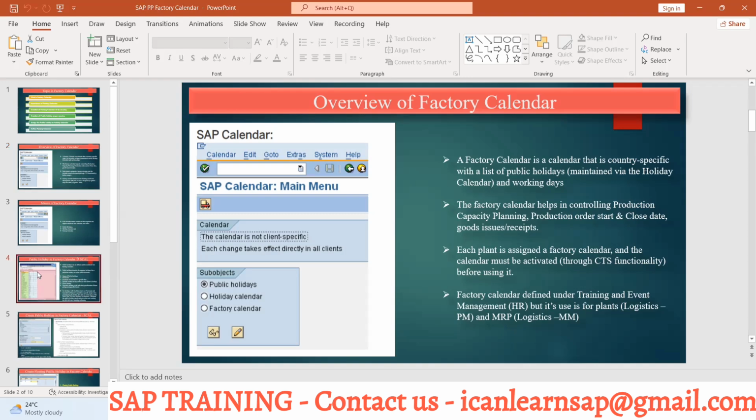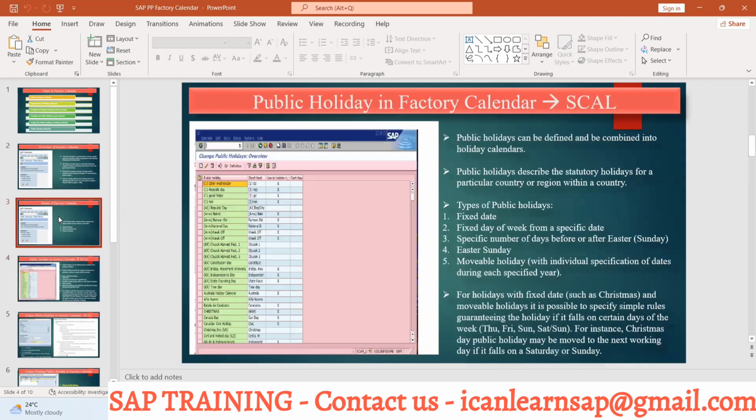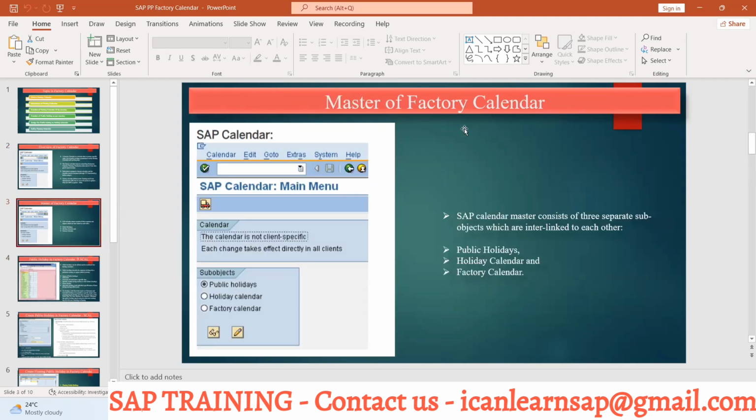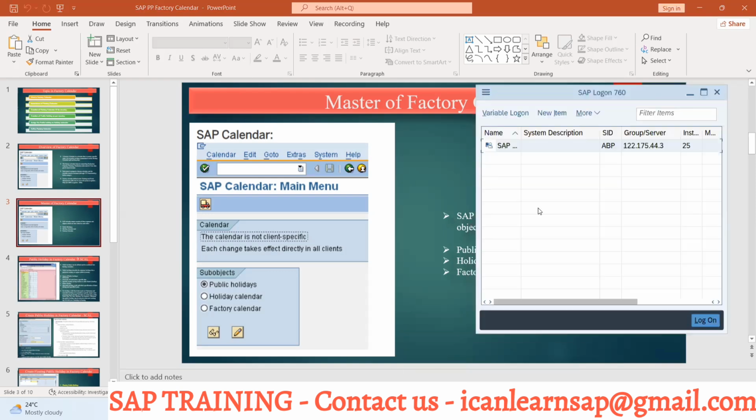Now let us understand the master data of the factory calendar. There are three major parts of a factory calendar. There is a public holiday, then we have a holiday calendar, and then we have the factory calendar. So in three steps we are going to create a factory calendar. Let me log in to the system and we start doing it.